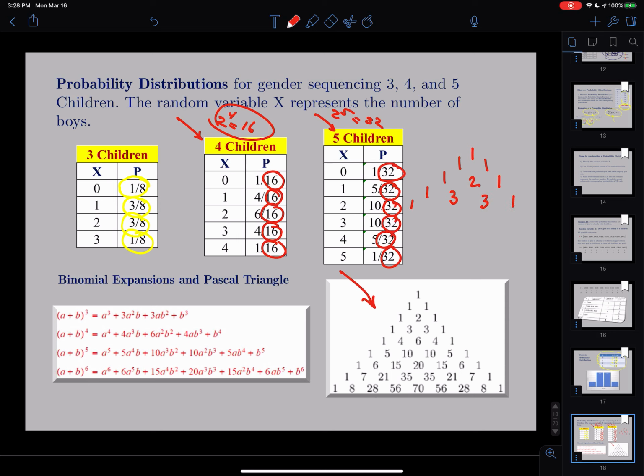Start with a 1. Add the top 2 numbers. Add the top 2 numbers, and end with a 1. So that's how they create this table.